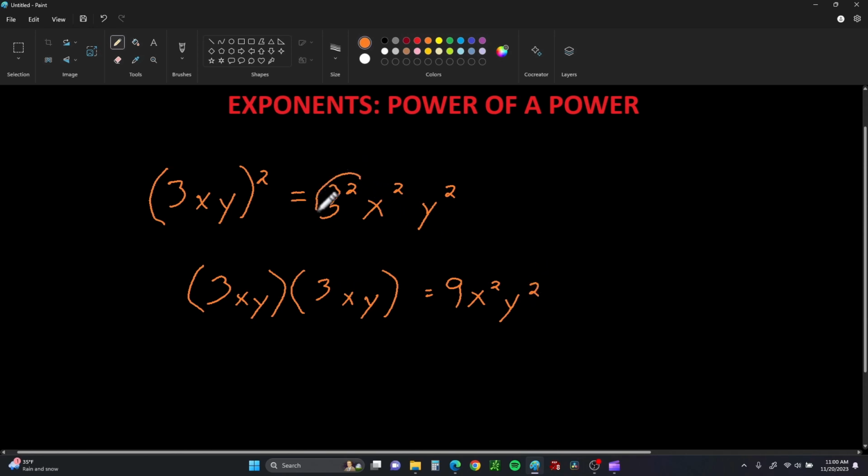Now this over here, I didn't fully answer. This 3 squared is 9, x squared, y squared. We get the same answer, but seeing it in expanded form, we're actually multiplying one full term times the other. If this was a 3 here, there would be 3 sets of 3xy.